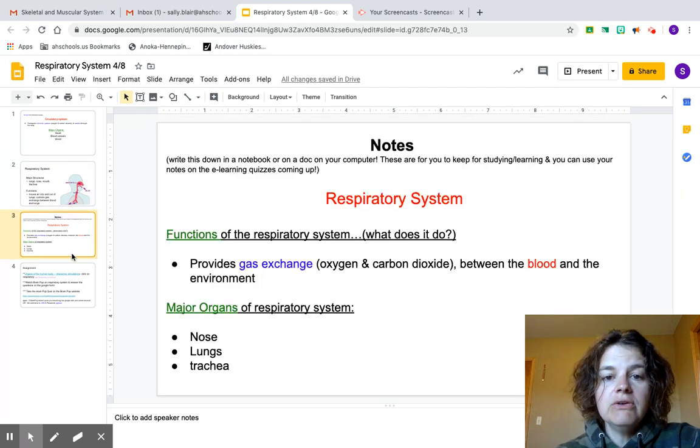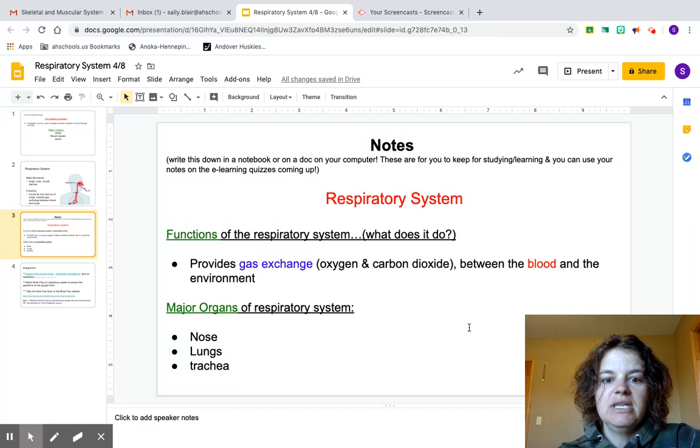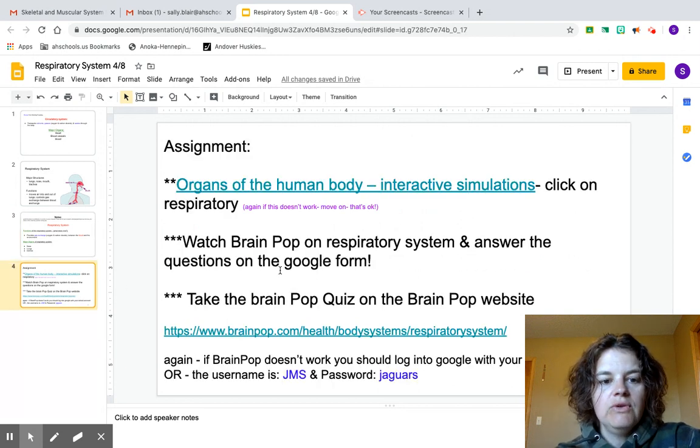In your notes section, if you are taking handwritten notes, which I suggest you do because you can use those on your quizzes, the function of the respiratory system is that it provides gas exchange: carbon dioxide and oxygen. We breathe in oxygen and we release carbon dioxide between the blood and the environment. Again, nose, lungs, and trachea are the main organs. You can go back and write those down after you're done watching the video.